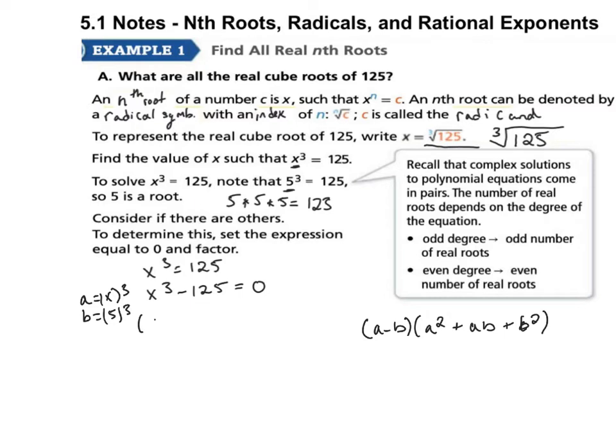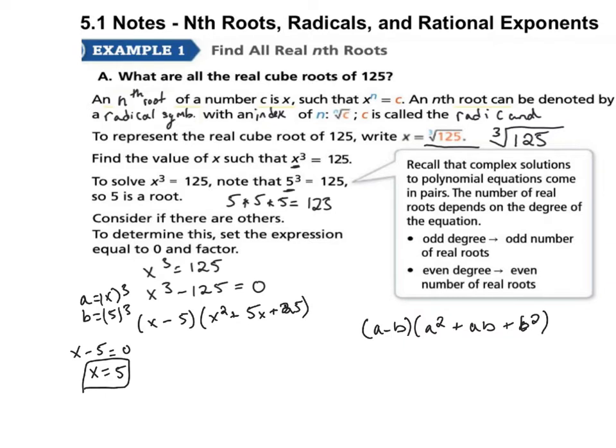So a is x, so x minus 5, because b, times a squared, so x squared, plus 5x, because a times b, a is x, b is 5, and then plus b squared, which is 5 squared, 25. Now, we need to set these both equal to 0 and find the solution. So x minus 5 equals 0, so x equals 5. And that's one of the solutions we already found.